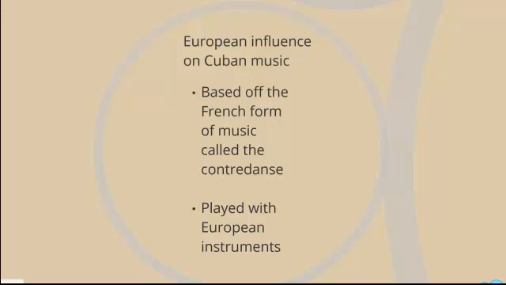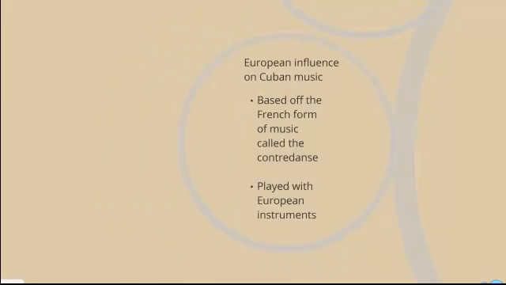Europeans changed Cuban music because they infused their local music genres with a French form of music called the contradance, and they also added some European musical instruments into the music form.